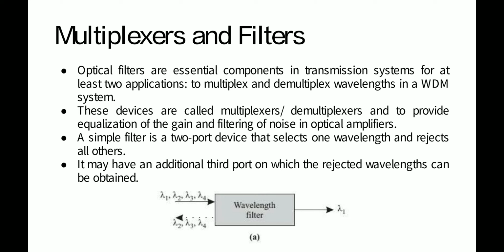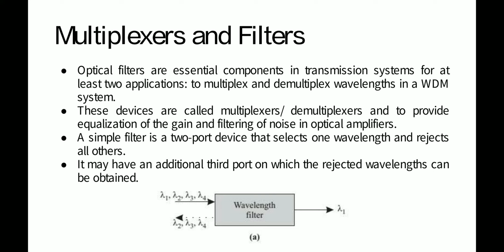Optical filters are essential components in transmission systems for at least two applications: to multiplex and demultiplex wavelengths in a WDM system. WDM means wavelength division multiplexing. Already you have studied TDM, time division multiplexing, FDM, frequency division multiplexing, and CDMA also we have studied, code division multiple access. Similarly, in optical communication, we have wavelength division multiplexing. That means we will use different wavelengths for different signals and we can multiplex them and send them on a common media.